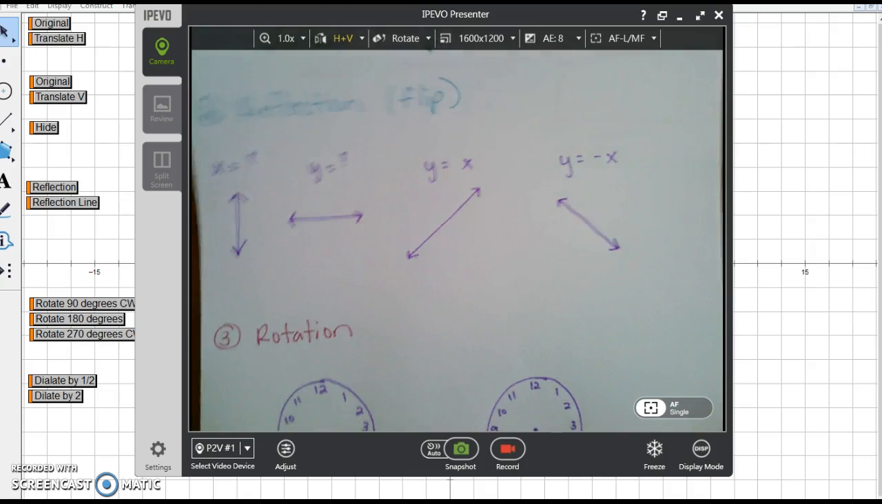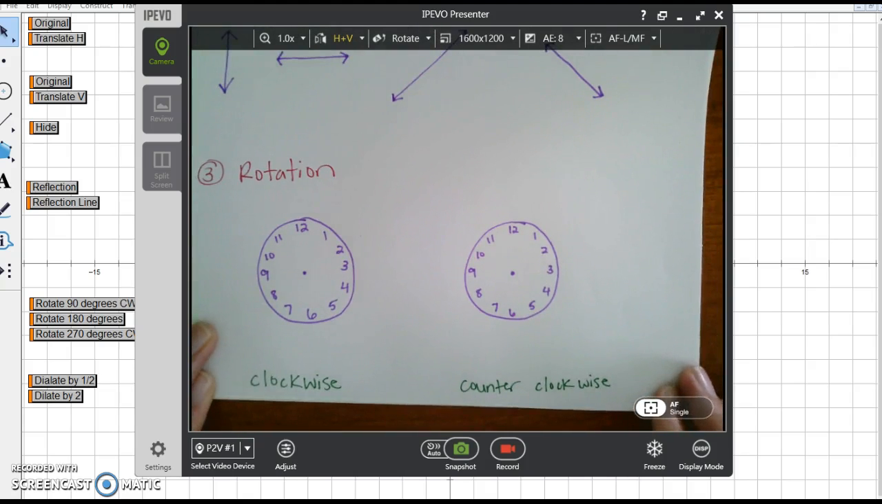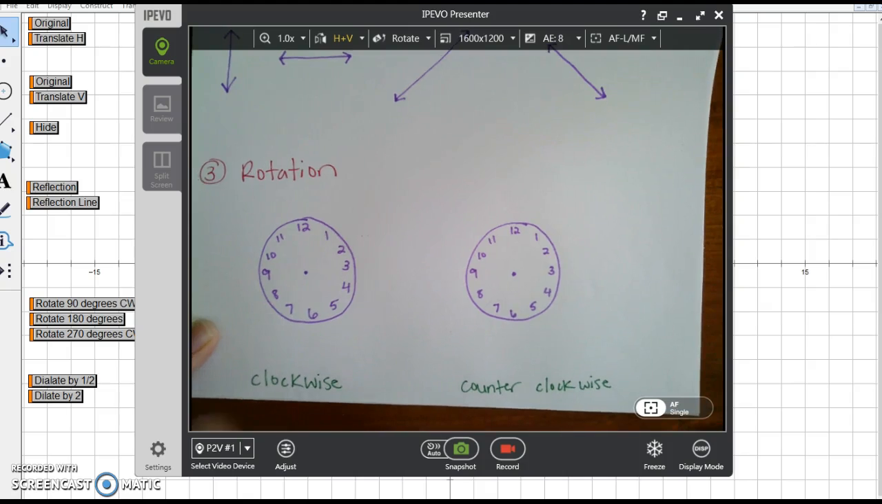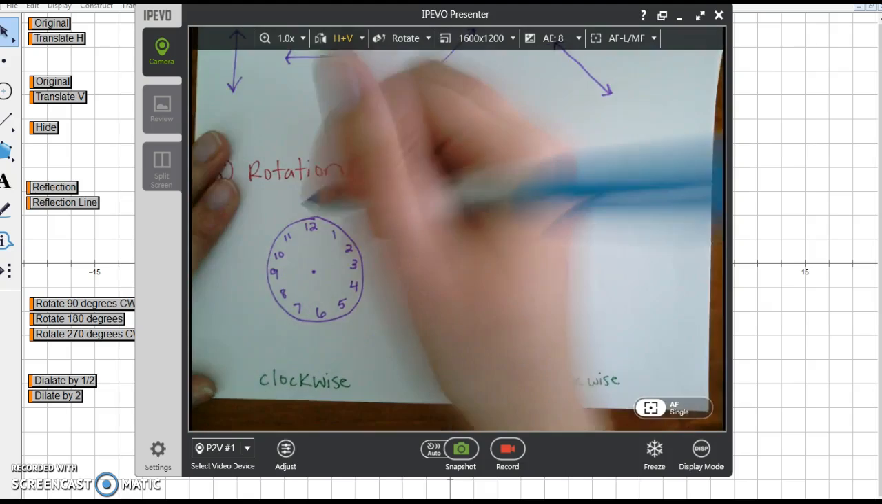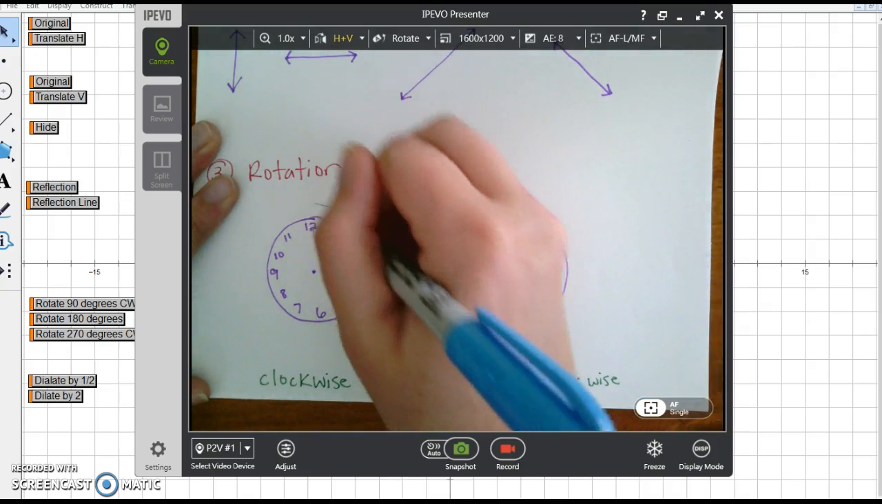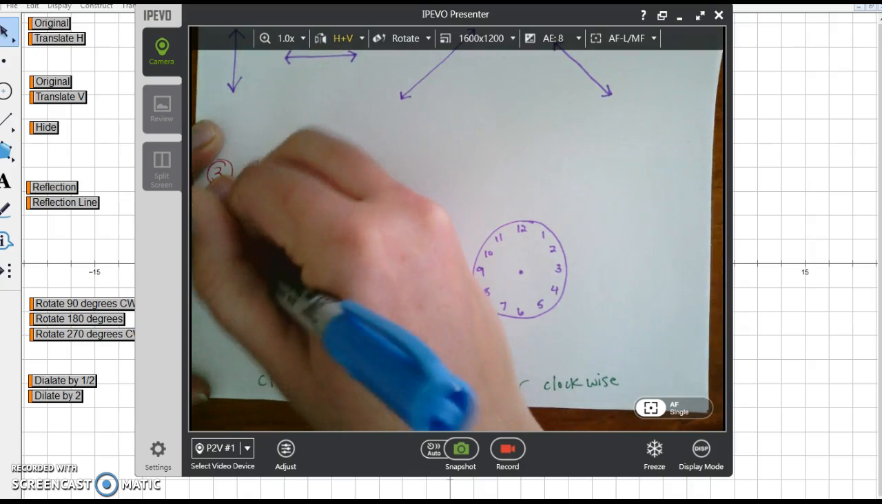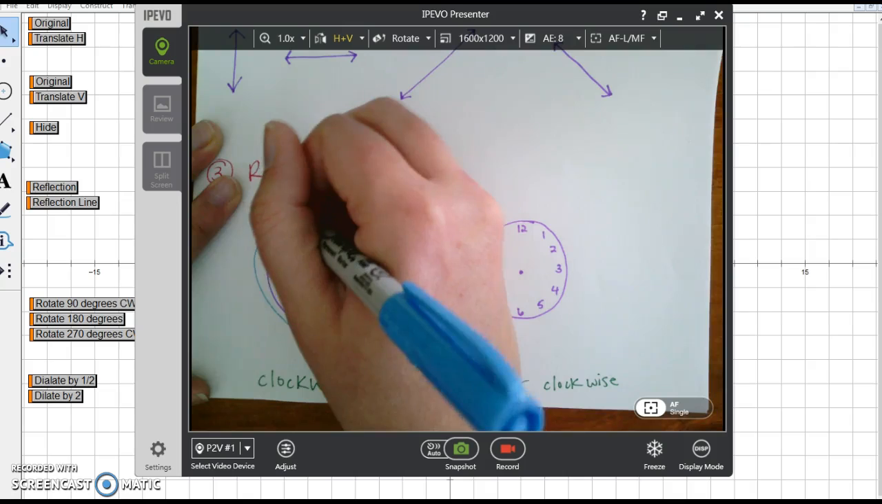The next one we have is a rotation. There are two types of rotation. We have clockwise and counterclockwise. A clockwise rotation is going to go with the clock. So I've drawn a clock here for you. Clockwise rotations follow the clock in order. So starting at the top, I'm going to go in order of the clock, going 1, 2, 3, 4, 5, 6, 7, 8, 9, 10, 11, 12. That is a clockwise rotation.